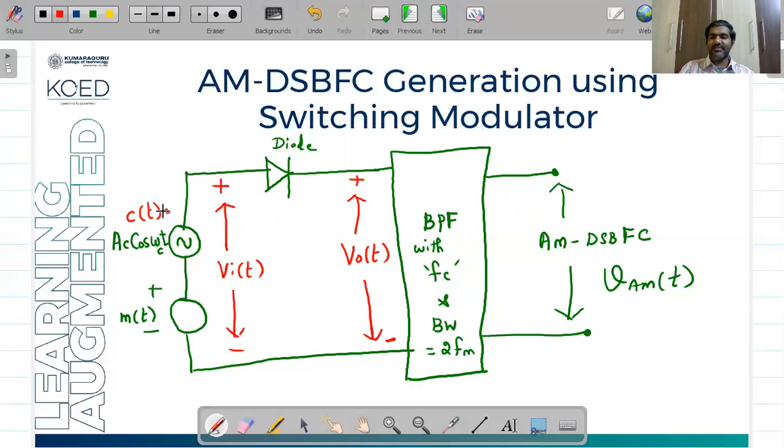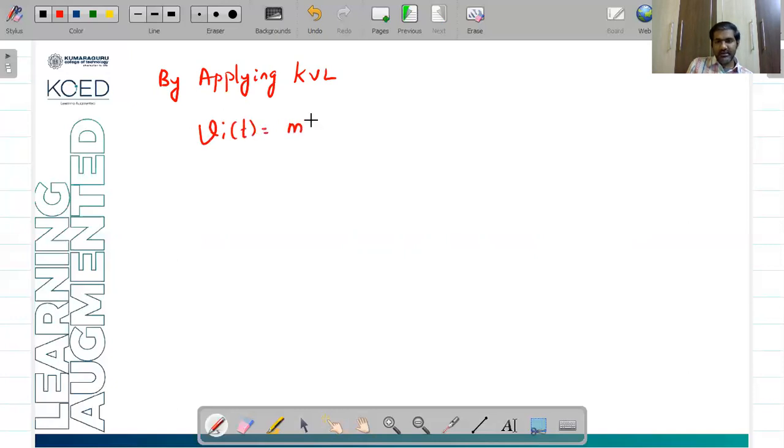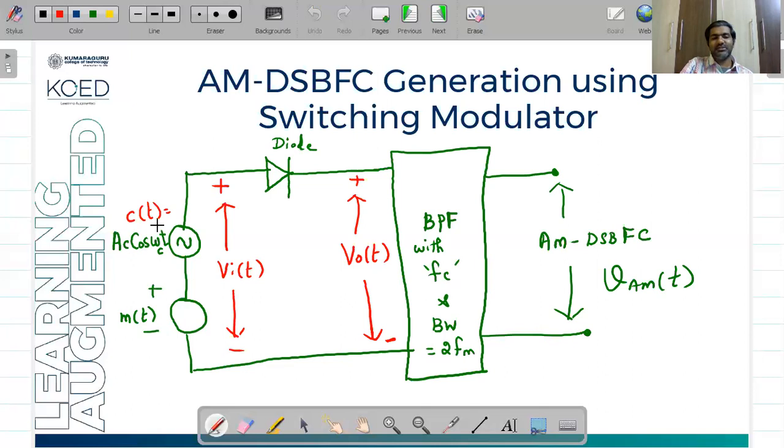Let me start deriving it. Before deriving this, I would like to give some introduction on the diode switching characteristics. You all know, by applying KVL to the input side, we get Vi of t as m of t plus Ac cos omega c t. Correct or not? So what is Va of t? M of t plus Ac cos omega c t.